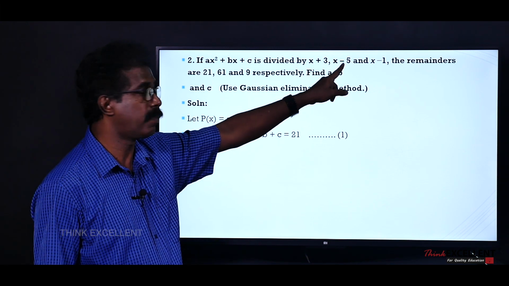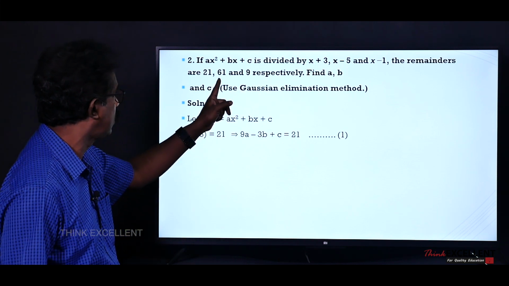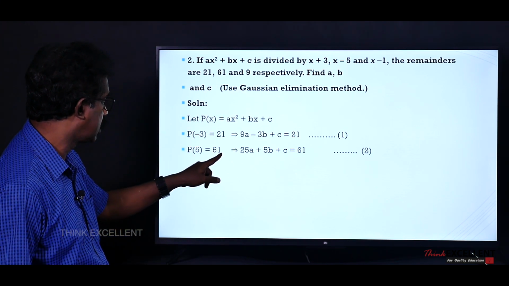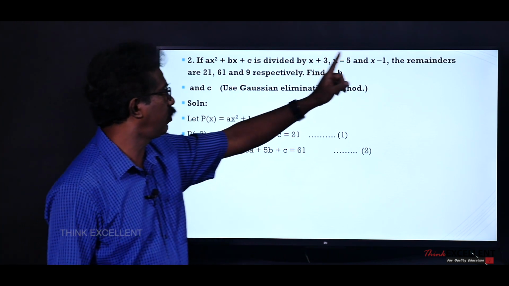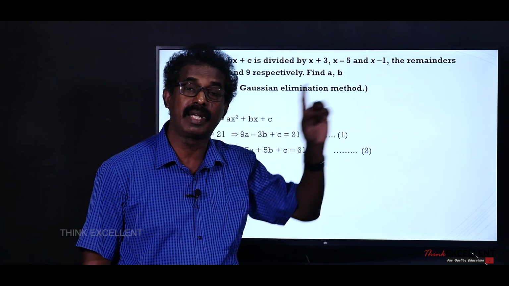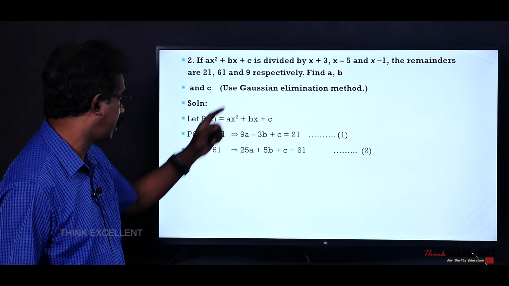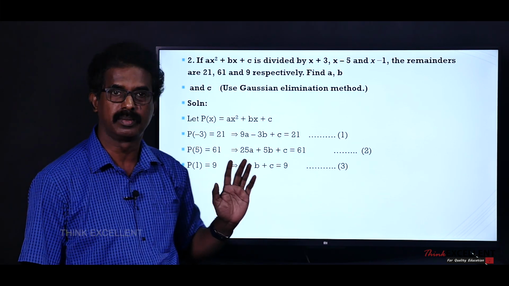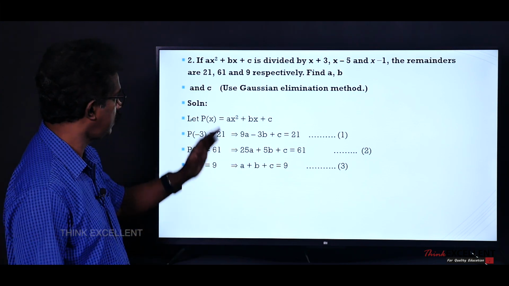Next we divide by x minus 5. X minus 5 means what's the remainder? P of 5, right? P of 5 is equal to 61. For x you put 5 and equate with 61. Third, we divide by x minus 1. So P of 1, right? P of 1 equal to 9, the third equation. So you are getting 3 equations, we have to solve them.